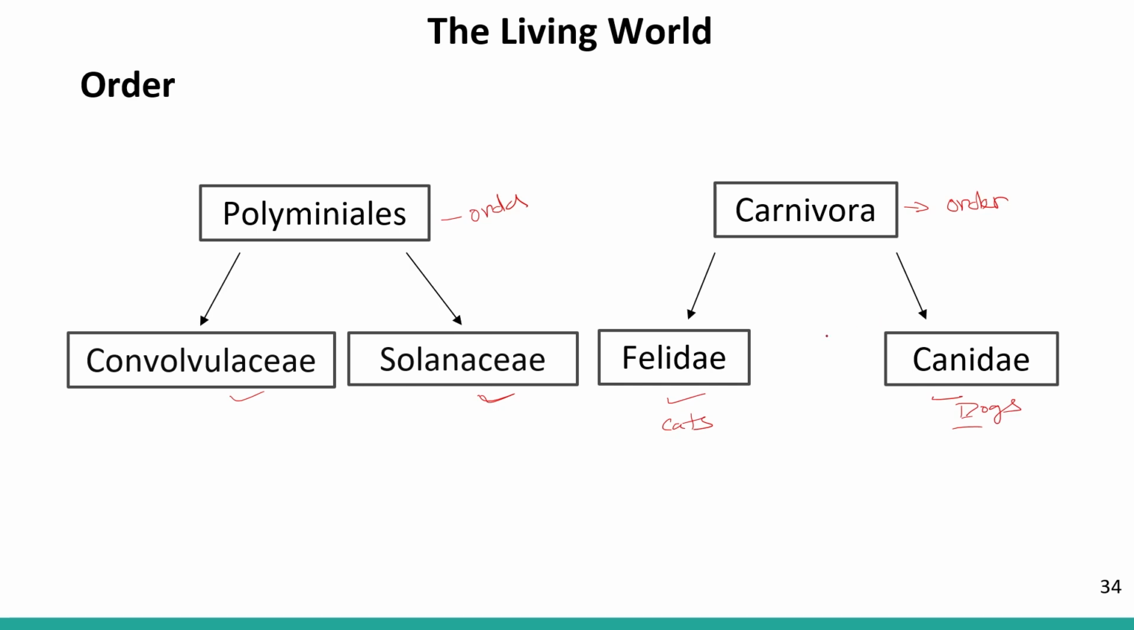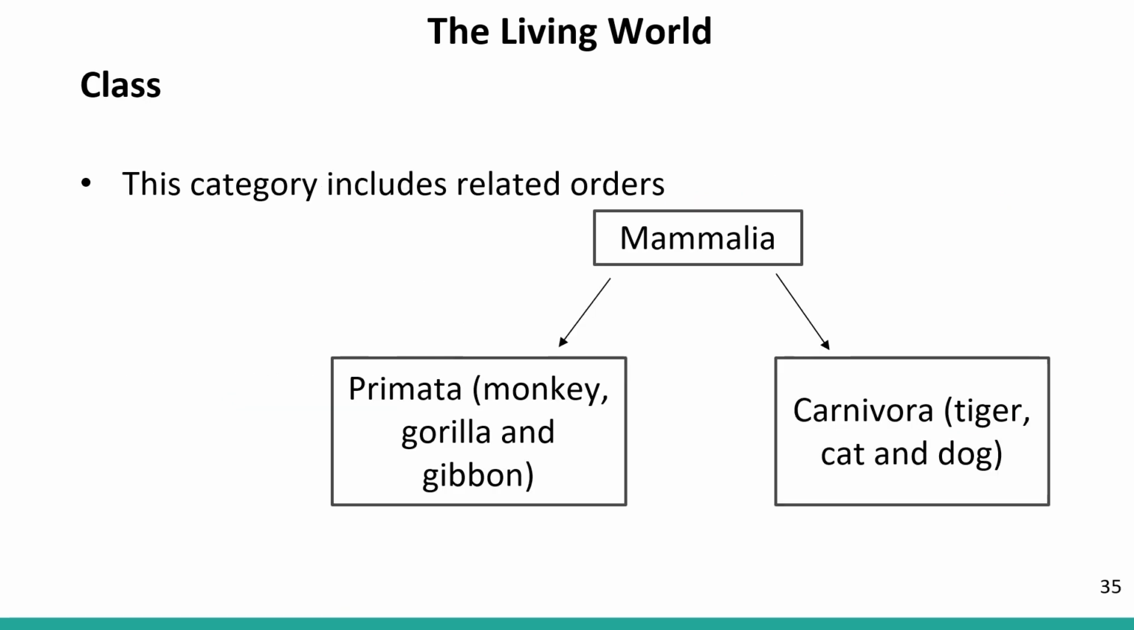Alright. Now you can again see these both share some of the characters. Okay. They only share some similar characters. Otherwise they are quite different. Okay. So now as we are moving higher up, this is the order, the number of similar characteristics are decreasing. The higher category to order is class. Okay. So we have class Mammalia. So this class includes Primata and Carnivora. Primata includes monkey, gorilla and gibbon, whereas Carnivora includes tiger, cat and dogs.